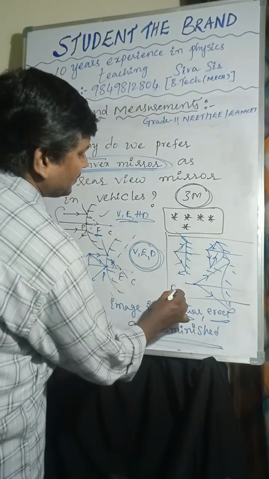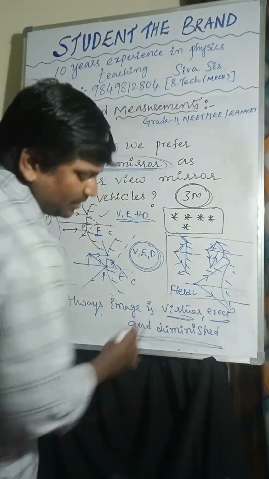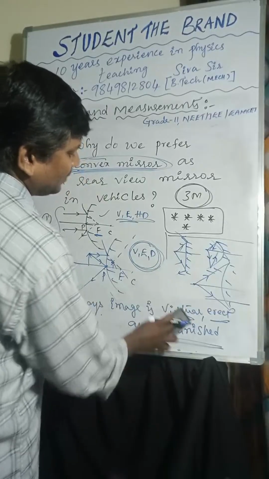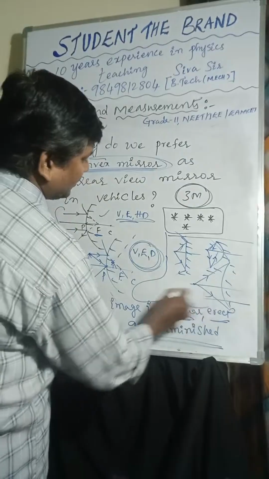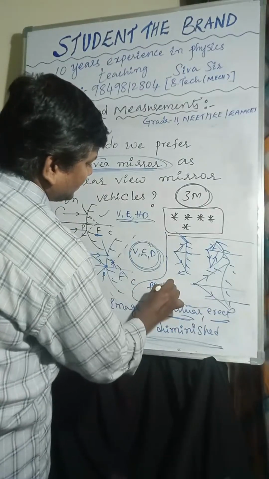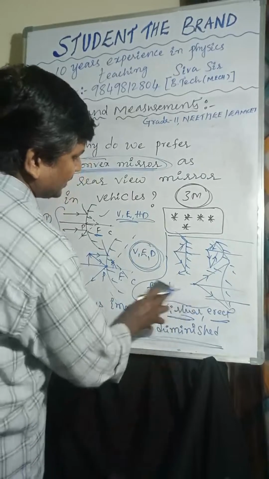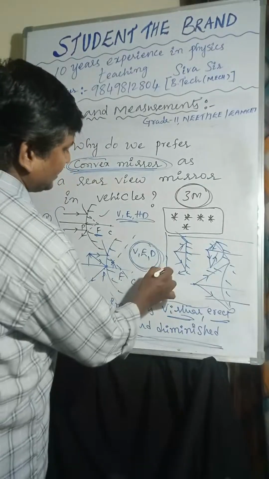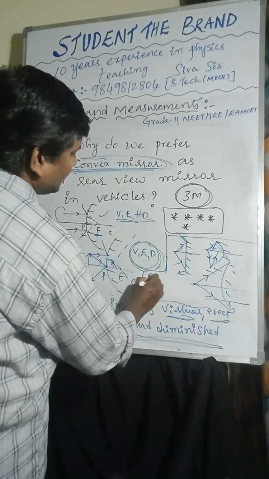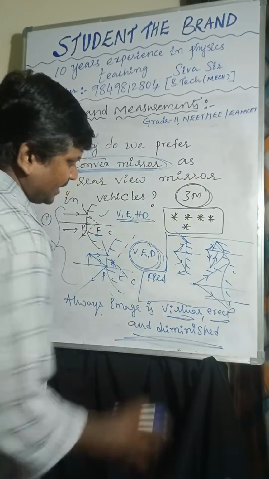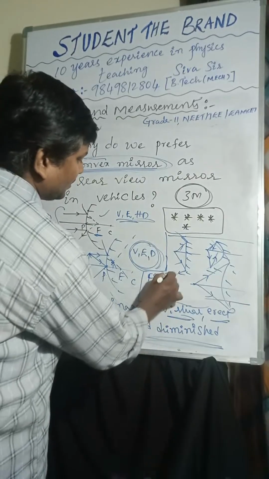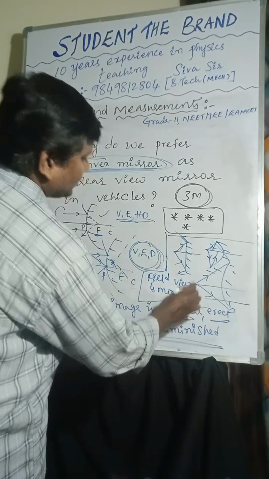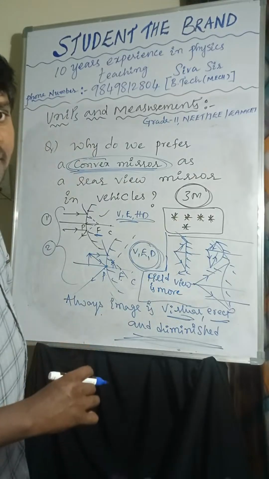So the field of view is more for a convex mirror. That's why we are using this mirror. These two cases are very important. I am writing it so it will be helpful to note down: the field of view is more for a convex mirror.